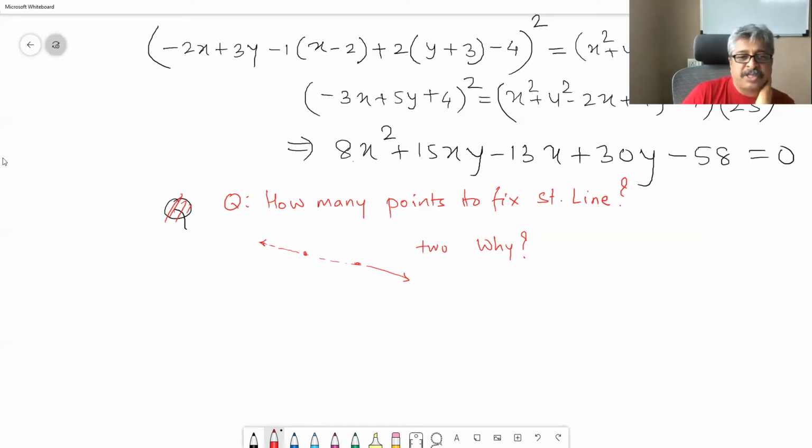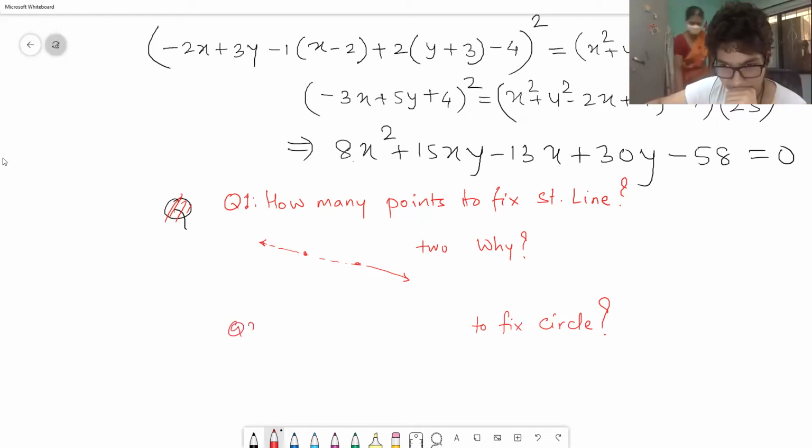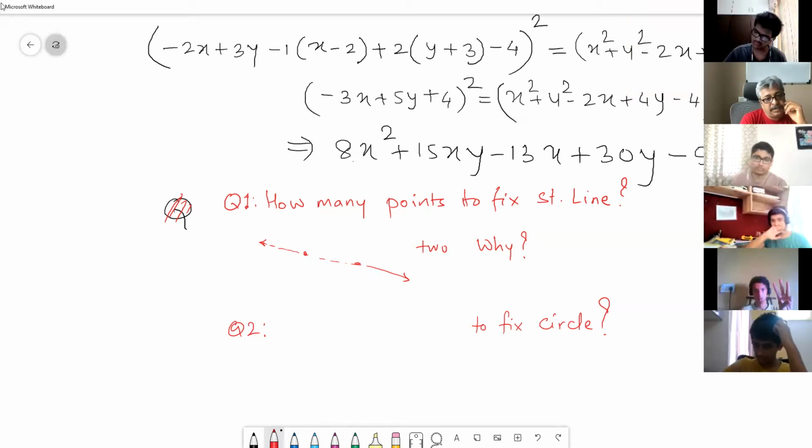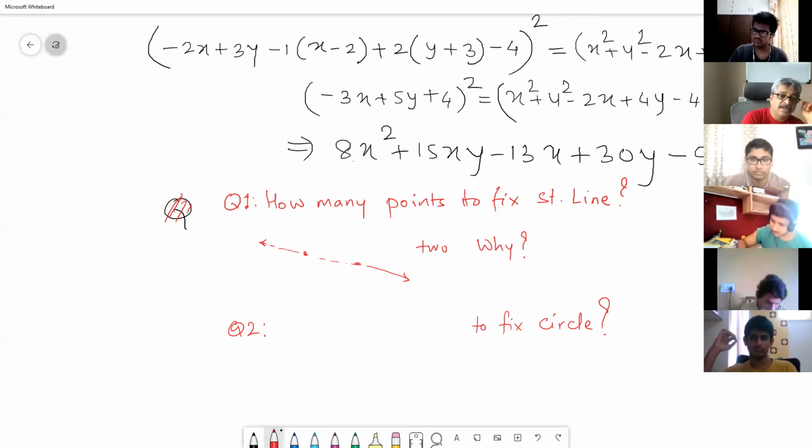How many points to fix the circle? Question 2. How many points do you require to fix the circle? 3 points. Why? Because, sir, infinitely many circles can pass through 2 points. And if the third point is not collinear with these 2 points, then we can get the unique circle geometrically. That is your geometric explanation. But let me try to give you some algebraic explanation.